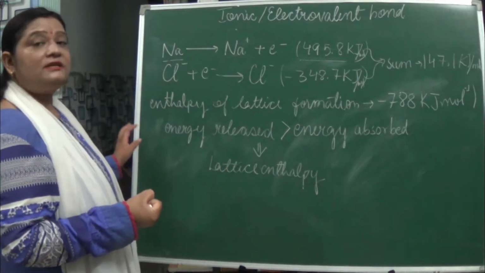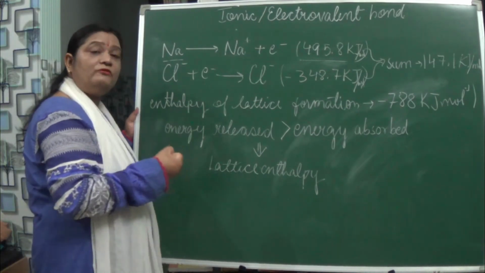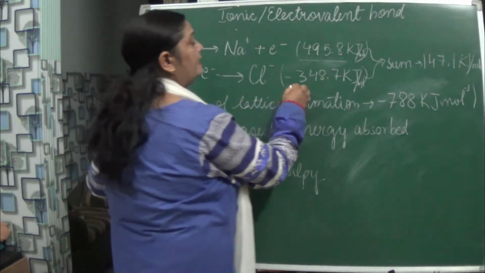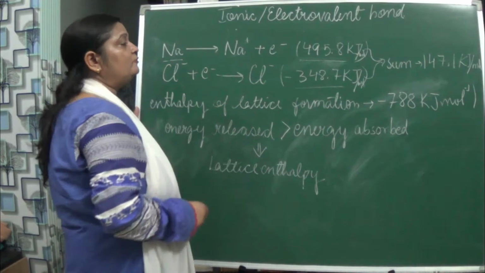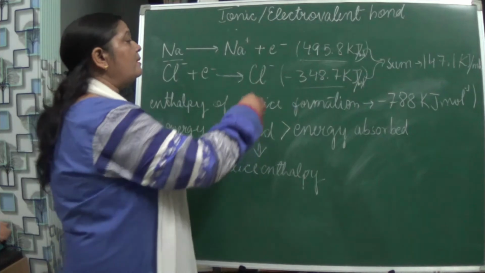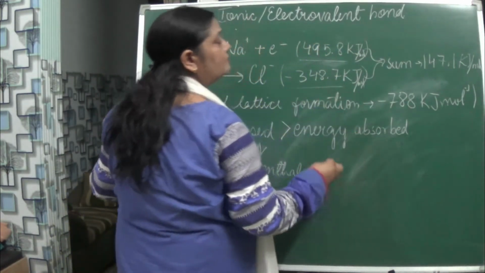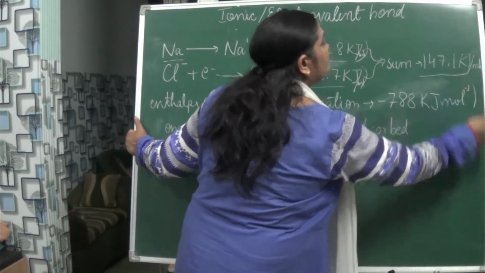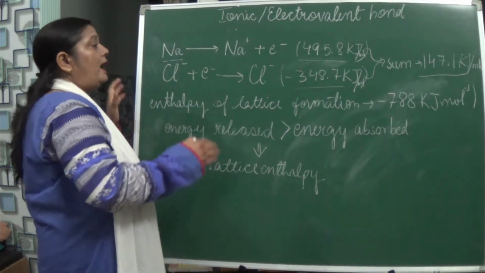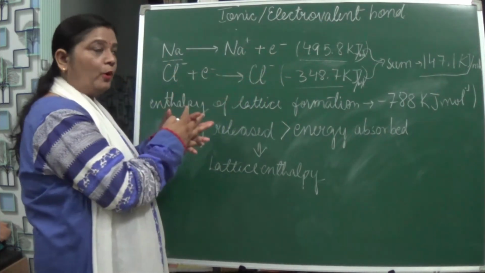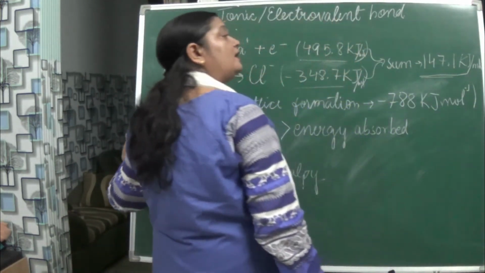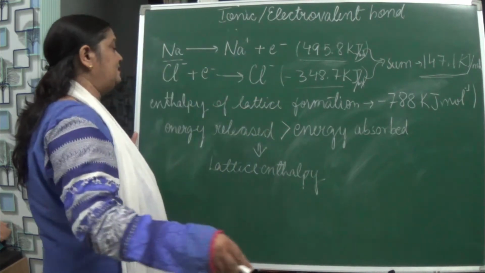Now this chlorine is accepting the electron. The process going on here is explained by electron gain enthalpy. The electron gain enthalpy of chlorine is negative, minus 348.7 kilojoule per mole. When we sum up both the energies, we get the value of 147.1 kilojoule per mole. So in this formation of bond, the energy required was 147.1 kilojoule per mole.